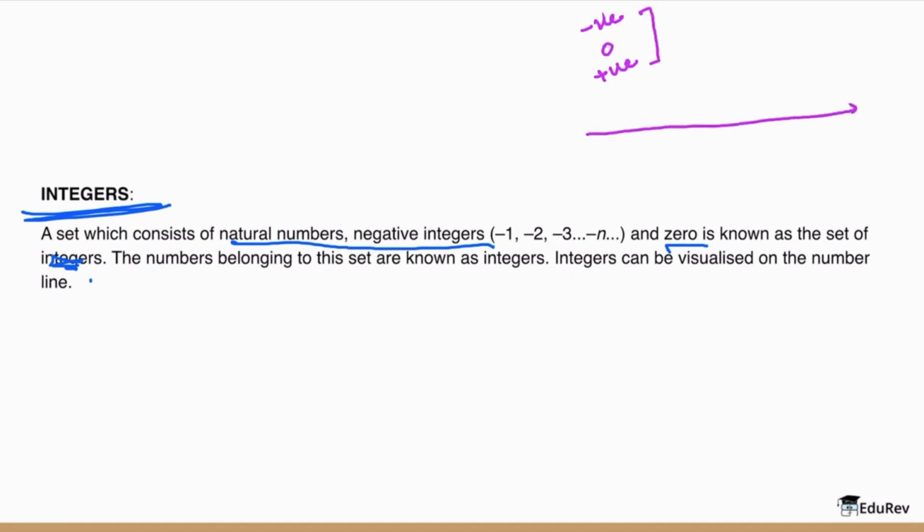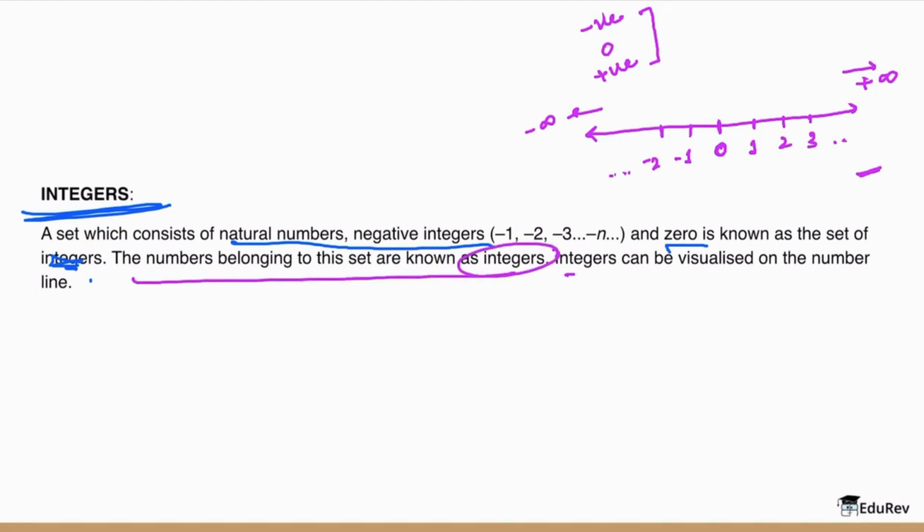That means when I draw the number line, on it there is going to be 0, your positive numbers and your negative numbers as well. All these numbers are integers. This side is approaching positive infinity and the other direction is approaching negative infinity. All these numbers are your integers. The numbers belonging to this set are called integers, and integers can be visualized on a number line, as I have shown you right here.